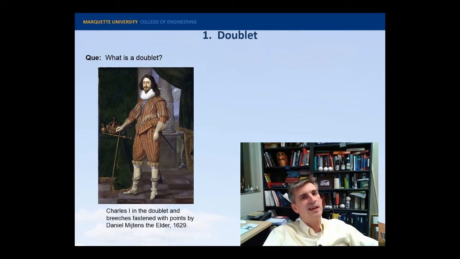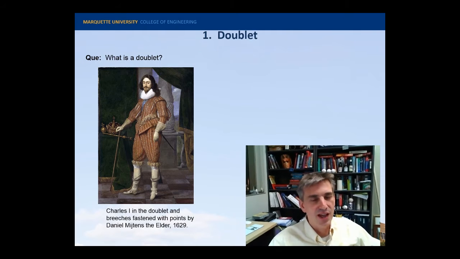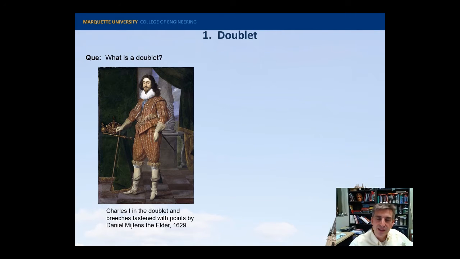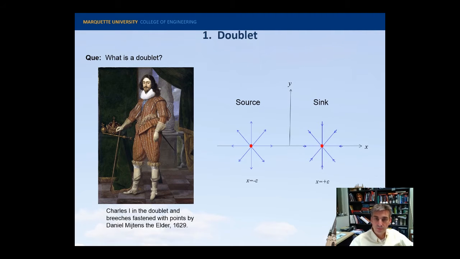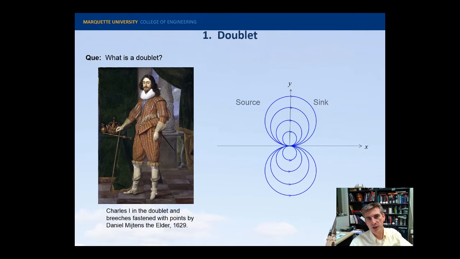Well, it's a jacket. It was worn in the 1600s by some kings and things. No, I'm just kidding. A doublet is not a jacket in this sense, in this class at least. A doublet is the combination of a source and a sink, and they're initially separated by some distance, plus or minus eta. And then what happens is we let that distance go to zero, and it induces a flow.